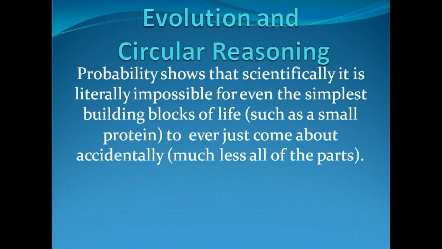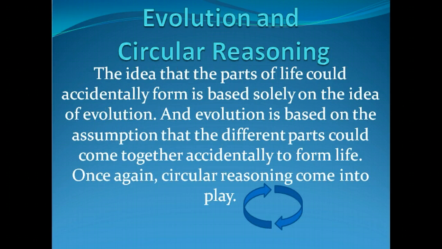Now, probability shows that scientifically it is literally impossible for even the simplest building blocks of life, such as a small protein, to ever just come about accidentally, much less all of the parts at once. The idea that the parts of life could accidentally form is based solely on the idea of evolution. And evolution is based on the assumption that the different parts could come together accidentally to form life. Once again, circular reasoning comes into play.